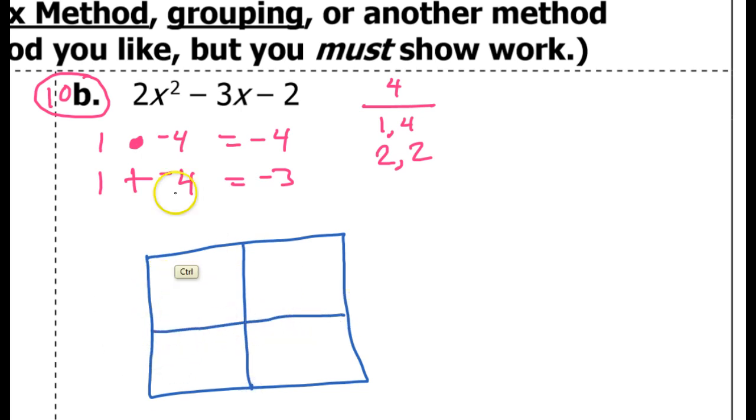Alright, in the first square goes the first term. In the last square goes the last term. In the other two squares, we put the two numbers that we just found, 1 and -4. But we are really splitting up the middle term into two terms. So this is going to be 1x and -4x, which is the same as -3x. And I will put those here and here.